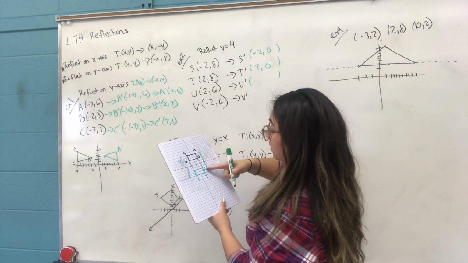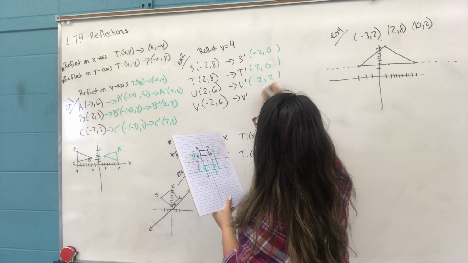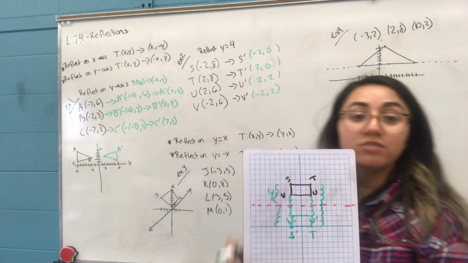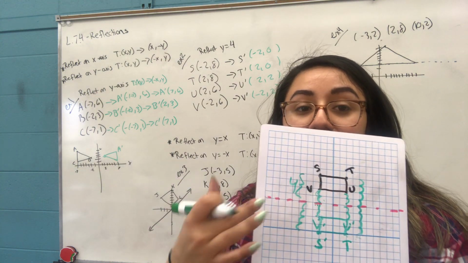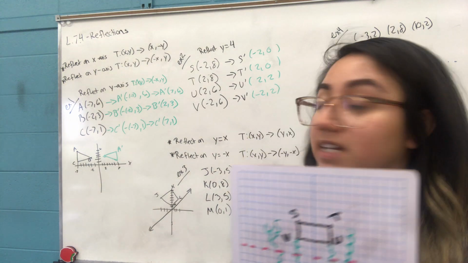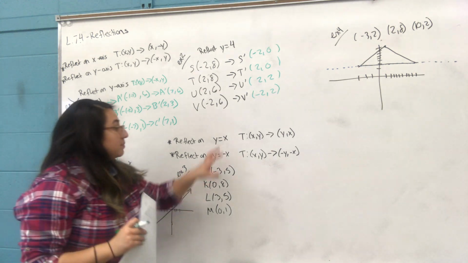U was 2, 2. And then V was -2, 2. But again, you have to draw it out to see what it looks like, and it's exactly a shift. It's exactly the same number of units away from the line on both sides.